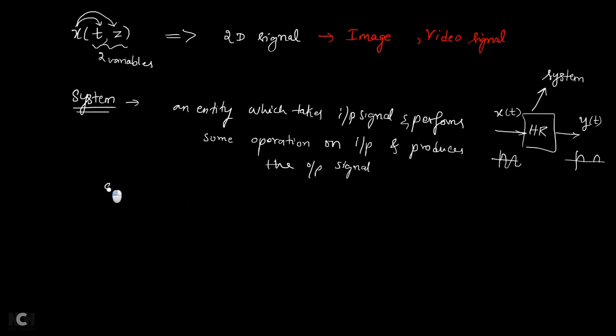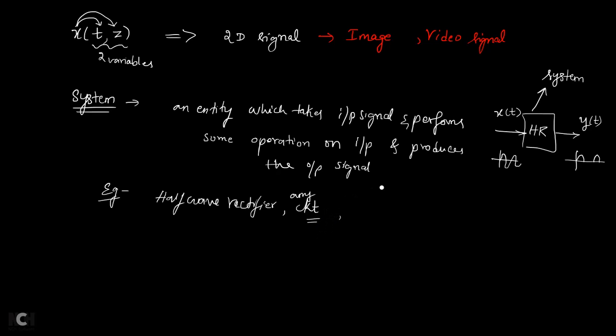What are the examples we can give for a system? As I gave already, your simple circuit, the half-wave rectifier, is an example of a system. Not only the half-wave rectifier, it can be any circuit for that matter. Any circuit which takes an input signal and produces an output signal is a system.